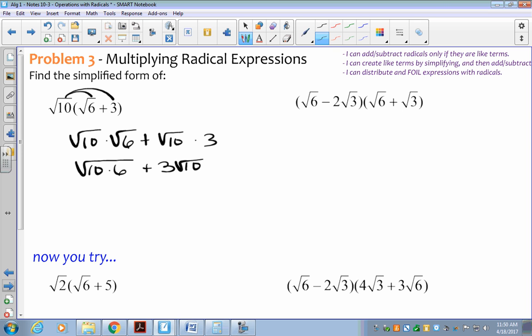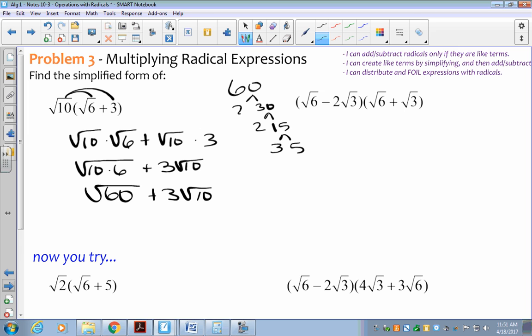All right, so we've got square root of 60 plus 3 root 10. What perfect square lives inside of 60? It is a perfect square that lives inside of it. 4. 2 and 30, 2 and 15, 3 and 5. So 60 can be written as 2 times 2 times 3 times 5. The pair is that 2 times 2, which is 4. So we can rewrite 60 as 4 times 15.